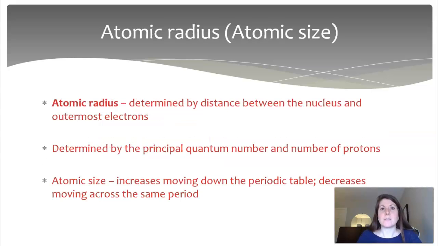We'll start with atomic radius, which is the distance from the nucleus to the outermost or valence electrons. This is going to be determined by the principal quantum number and then also by the number of protons. So atomic size will increase as you go down the periodic table or down a group because you are increasing that principal energy level. So you're going 1, 2, 3, 4, 5, so you're increasing how far away the electrons are from the nucleus. As you go across the periodic table or across a period, the atomic radius will actually decrease. This happens because there are more protons as you go across a period, and so those protons will have more of an attraction to the electrons, making the radius smaller.